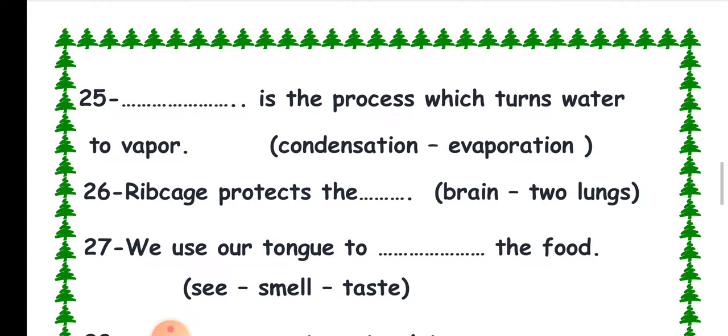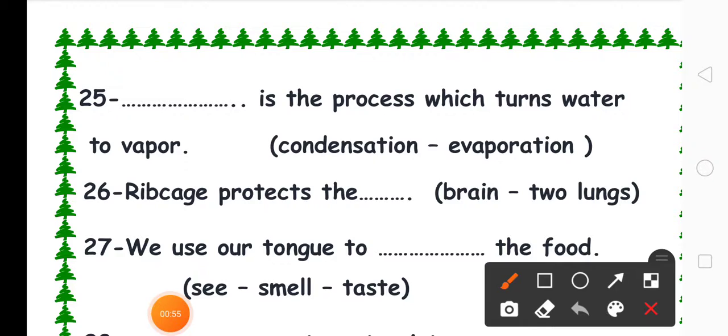Junior 3, we said before we have three processes. Number 1, it's called evaporation, which changes the water to water vapor by heating. Number 2, it's called condensation, when the water vapor changes to water again, but by cooling. Number 3, it's called precipitation, when it rains or snows. So the process which turns water to vapor is called evaporation, from water to vapor.